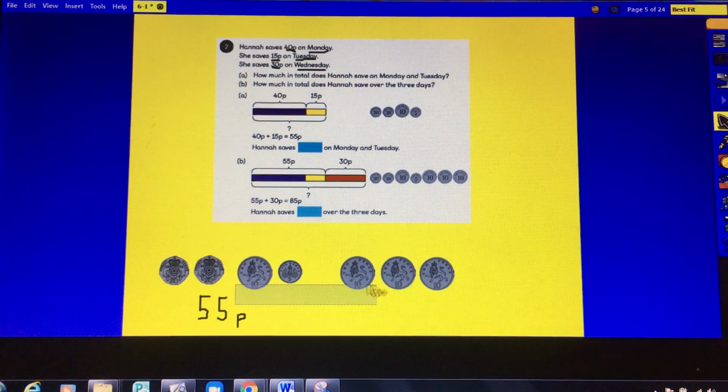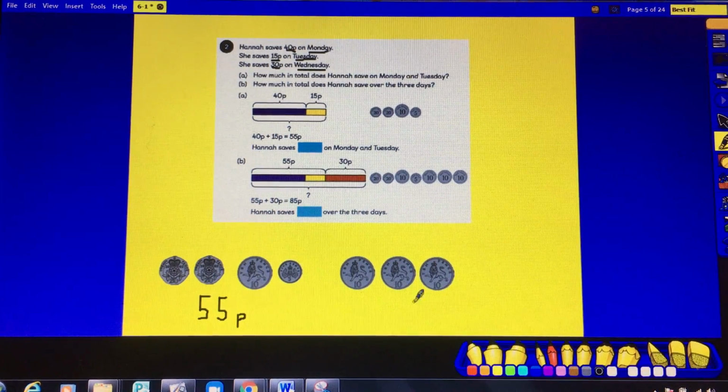And then I can add on to the 55 pence my 30 pence. So 55 add 10 would be 65. 65 add 10 would be 75. And 75 add 10 would equal 85 pence in total. So altogether, over the 3 days, Hannah saves 85. Okay, join up that 8 pence. Okay, don't forget that P sign because we're working in money.